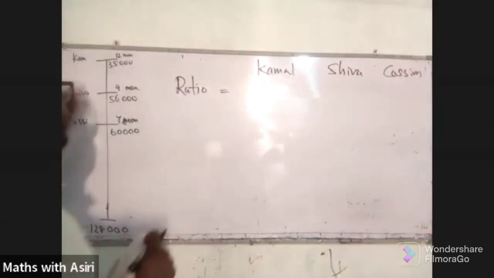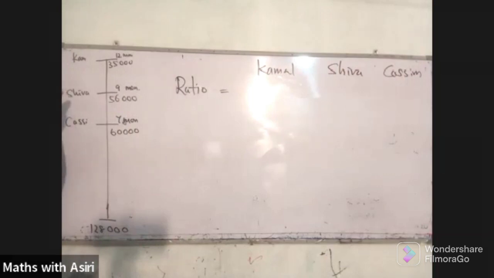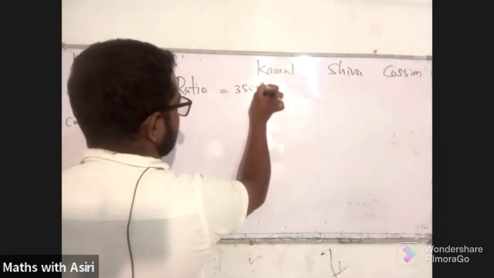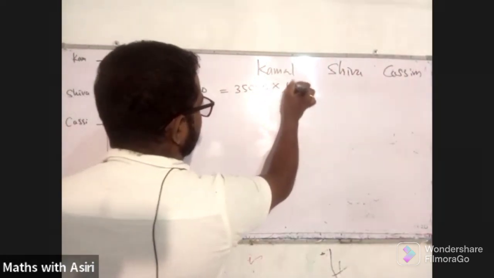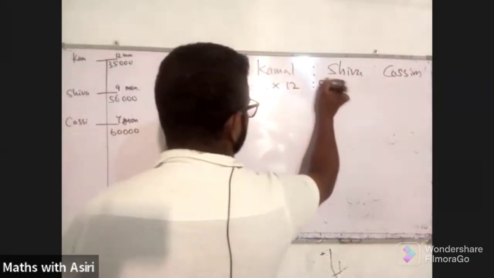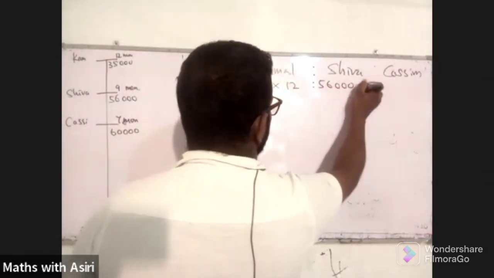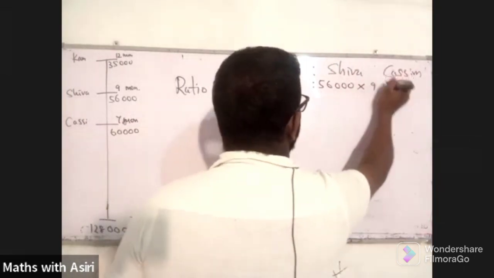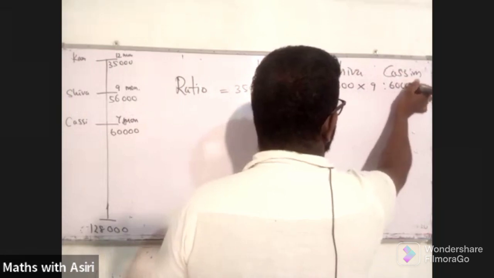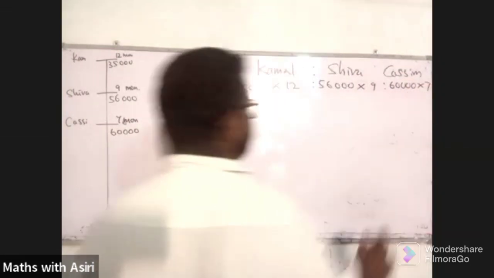Now, I want to draw this diagram. I drew it here to summarize the given details. Kamal, 35,000 rupees, time period 2. Shiva, 56,000 rupees, time period 9. Kazim, 60,000 rupees, time period 7.